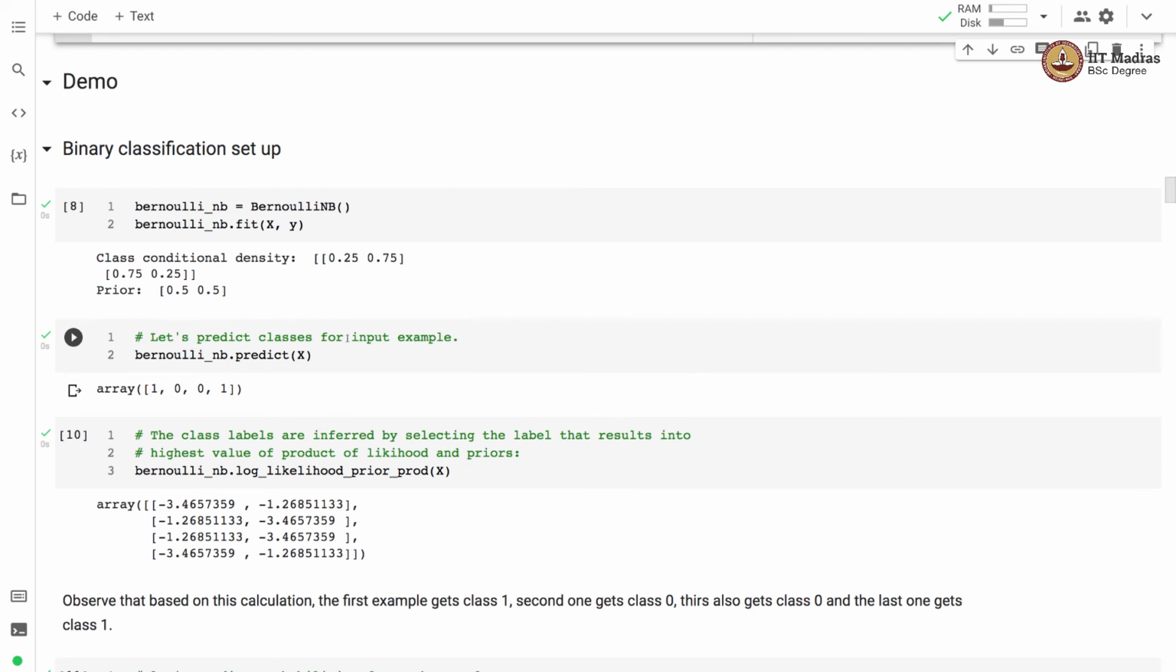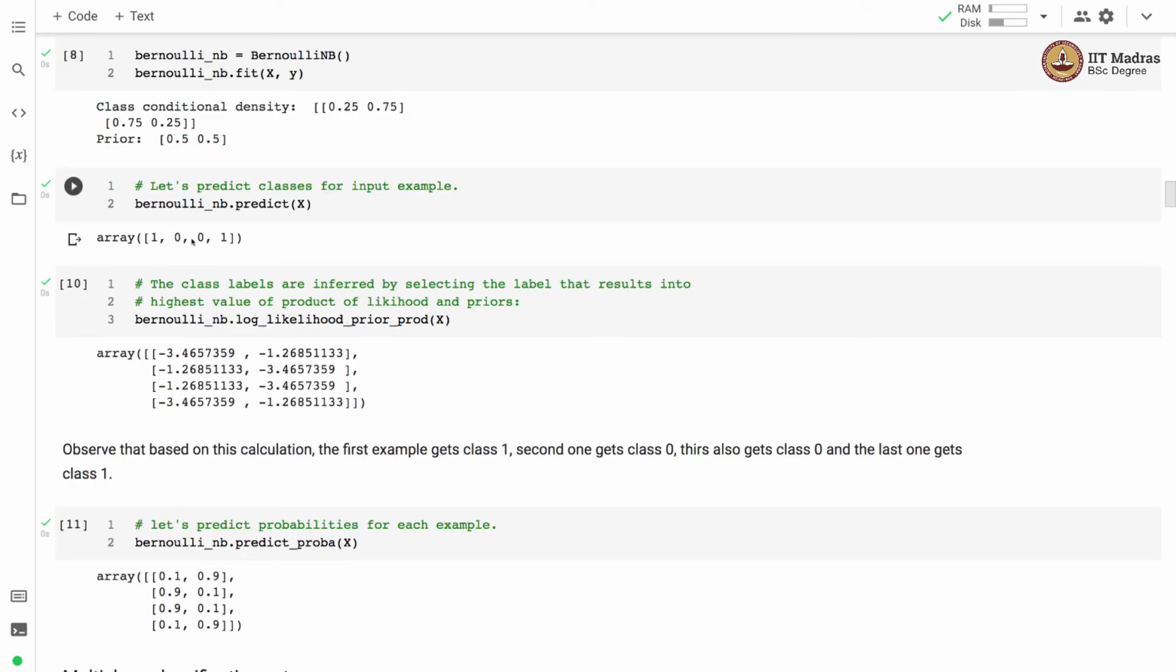Now we predict classes for the input by calling the predict function on the Bernoulli naive Bayes object and passing the feature matrix, and we get the labels 1, 0, 0 and 1. So this is exactly what were the labels of each example. So they are matching perfectly.